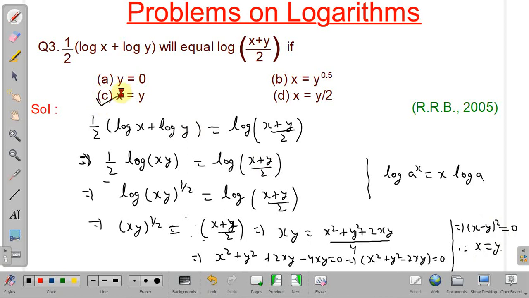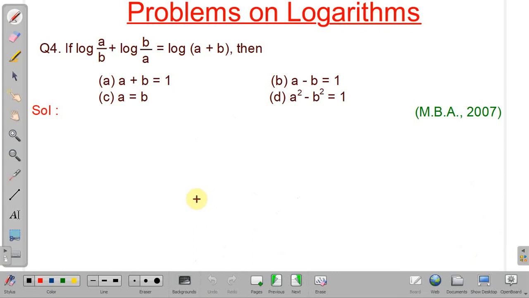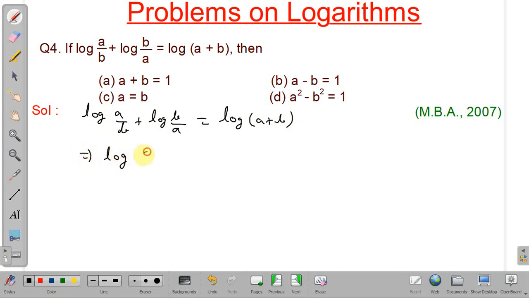We will discuss the next problem. In this problem we have to find the relationship between A and B, and one relation is given as log of A by B plus log of B by A equal to log of (A plus B). As we know, log x plus log y equals log of x into y, so this can be written as log of (A by B into B by A) equal to log of (A plus B).